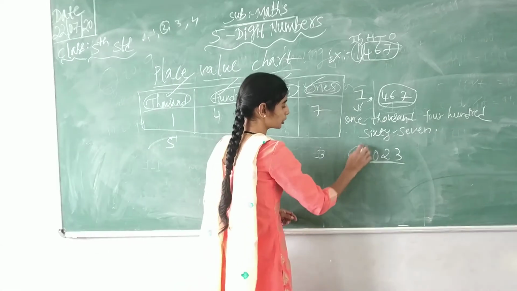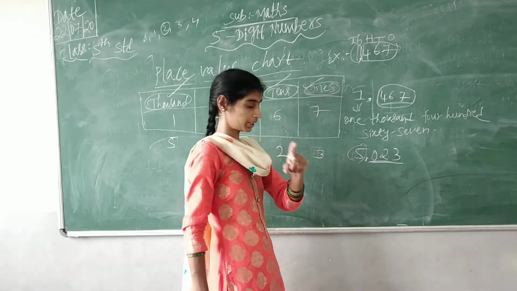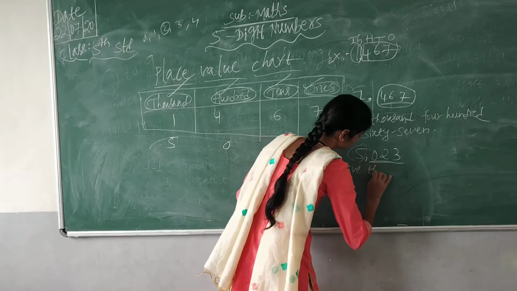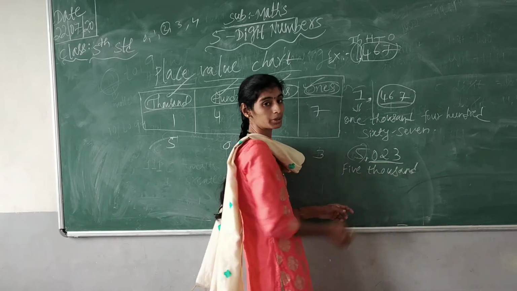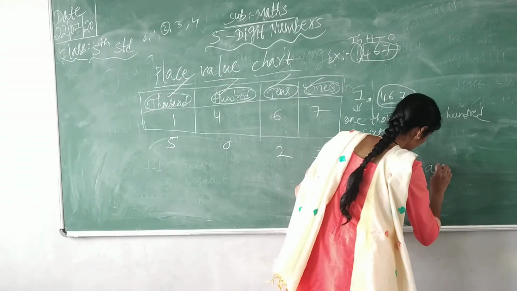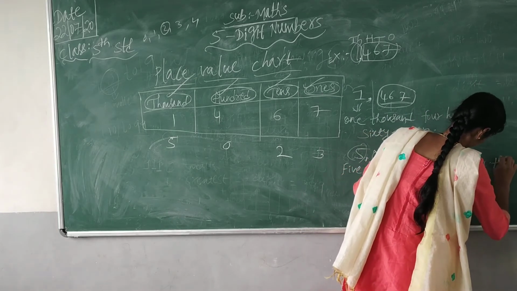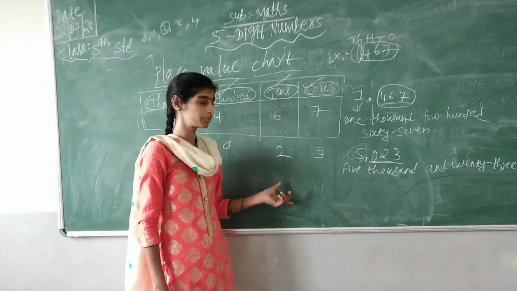So what is this number, children? 5. Now you have to see 5 is in which place? Yes, it is in the thousands place. First you write 5,000, and what is this number? 23. 5,000 and 23. Finished. It is easy, no children, to write the number?